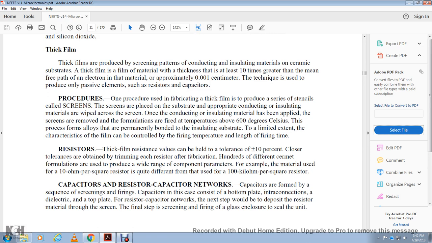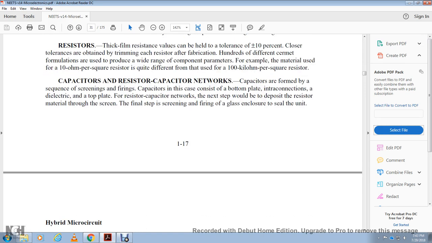Capacitors and resistor-capacitor networks: the capacitors are formed by a sequence of screenings and firings, consisting of the bottom plate with its interconnection, the dielectric, and the top plate. In a resistor-capacitor network, the next step is to deposit the resistor material by screening. The screening and firing steps follow, and a glass enclosure seals the unit.